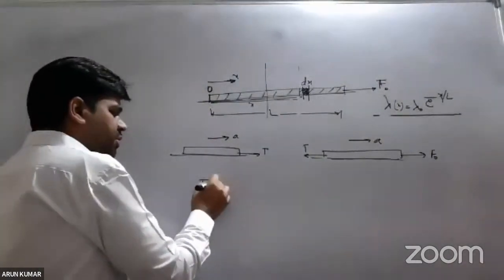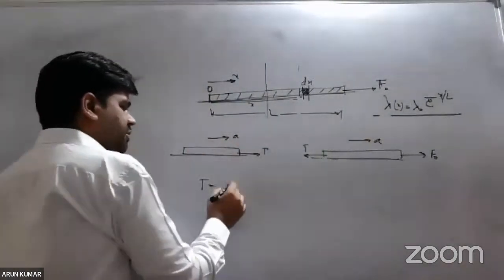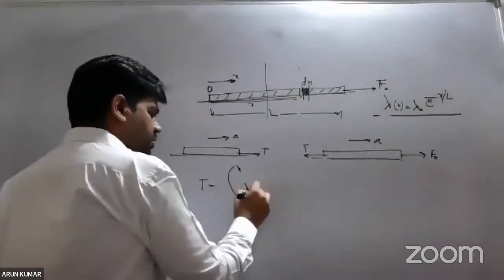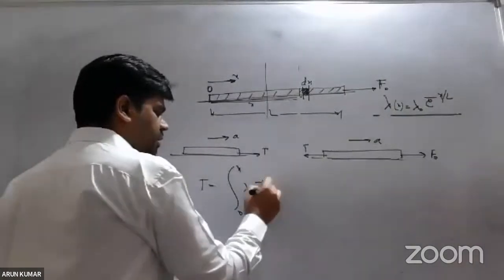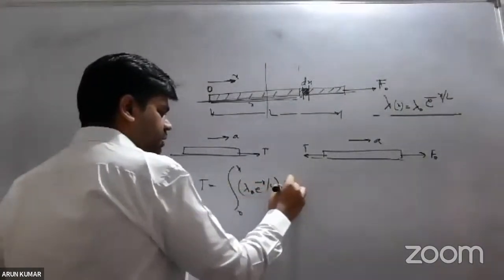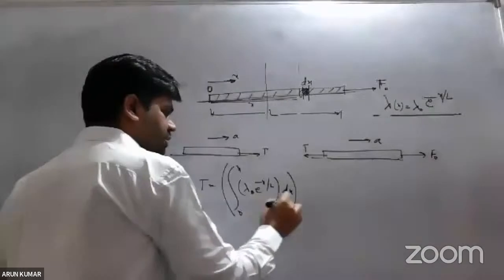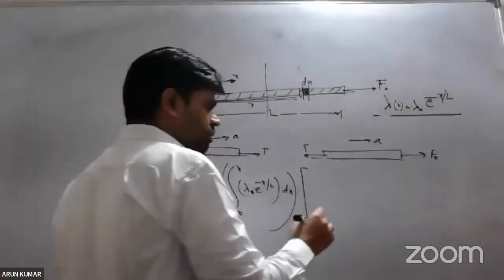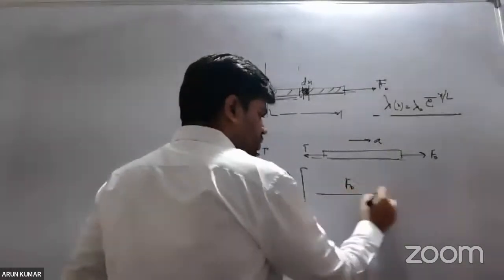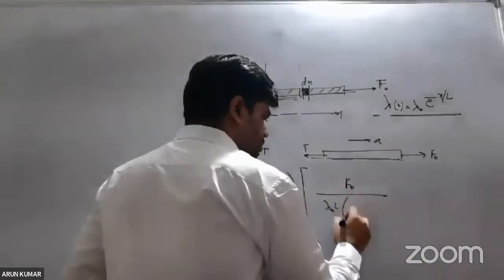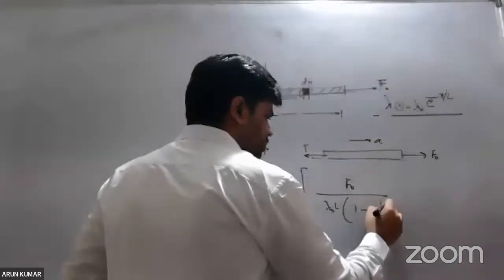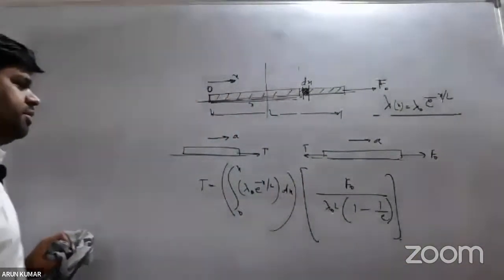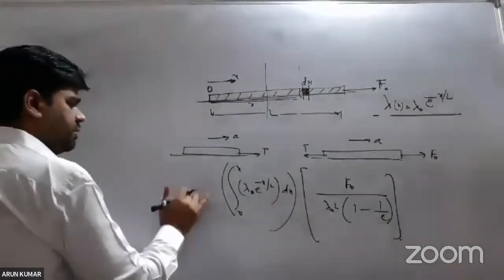So I'll write T is equal to mass of this into acceleration. What is the mass of this? Integral 0 to x, lambda naught e power minus x by L dx. I got mass into acceleration. What is the acceleration we got? F naught by lambda naught L into 1 minus 1 by e. Now that's my tension as a function of x.